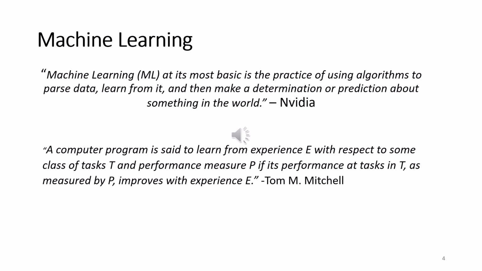Some of the famous definitions: by NVIDIA, machine learning at its most basic is the practice of using algorithms to parse data and learn from it, and then make determinations or predictions about something in the world. That is the famous definition by NVIDIA. And another, by Tom Mitchell: a computer program is said to learn from experience E with respect to some class of tasks T and performance measure P, if its performance at tasks in T, as measured by P, improves with experience E.